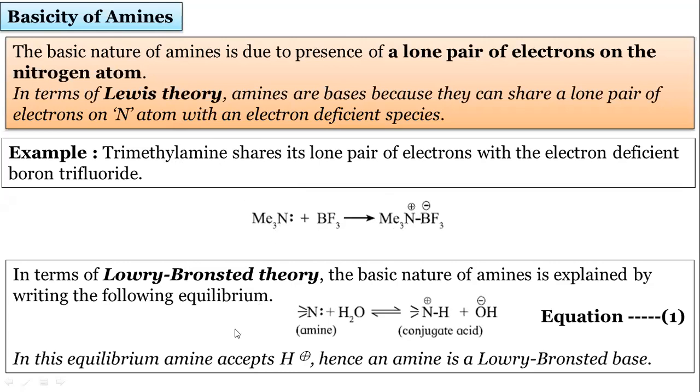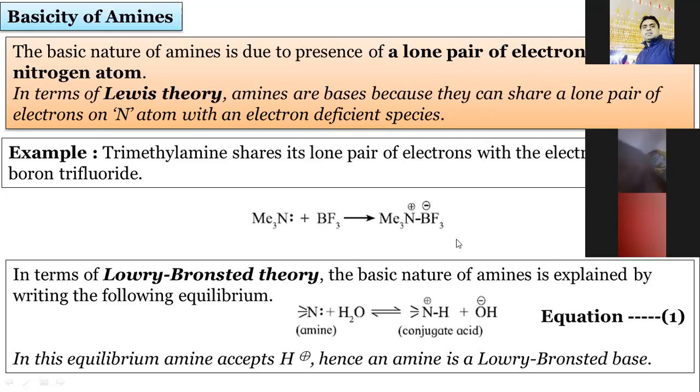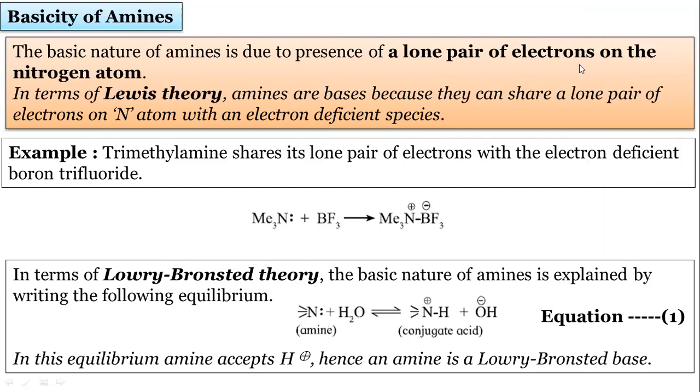Now I am coming to the other theory. This is Lowry-Bronsted, another scientist. Lowry-Bronsted also explained what is meant by acid and what is meant by base. So the basic nature of amines is explained by using this equilibrium. So this is amine plus water. We get here the conjugate acid. This is the conjugate acid of amines.